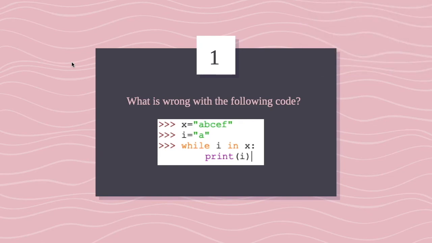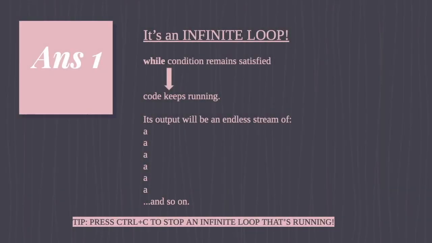Okay, here's the answer. It's an infinite loop. The while condition continues to remain satisfied and the code keeps running. So it'll just keep printing the alphabet A over and over again. And if you want it to stop, you can press Ctrl and C.